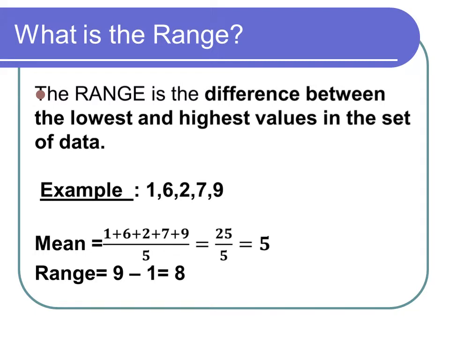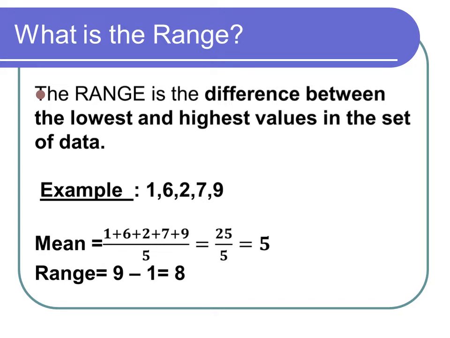Given a set of data, it is not ordered, pay attention. Okay, we need to find the mean. Here, ordering is not important because in the mean you will have to add all the numbers, which are 5 numbers, and then divide by 5. So the mean here is 5. While the range, you have to take the highest number, which is 9, minus the lowest number, which is 1. 9 minus 1 is equal to 8.